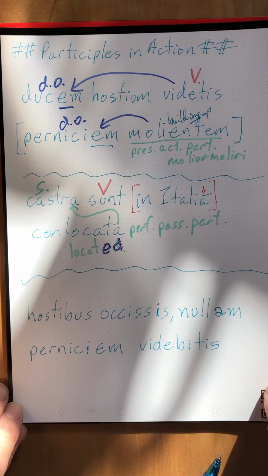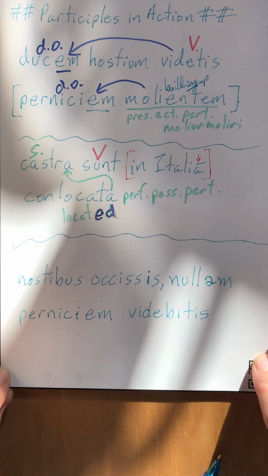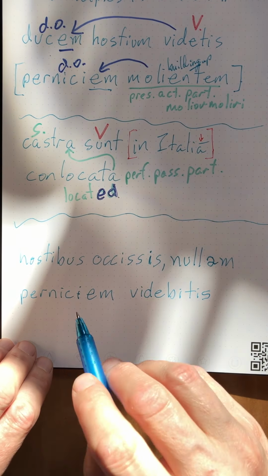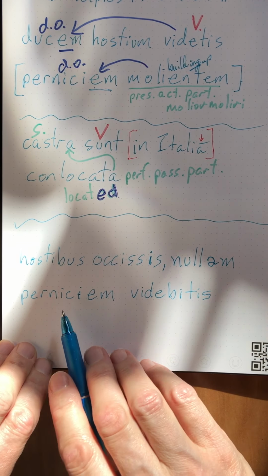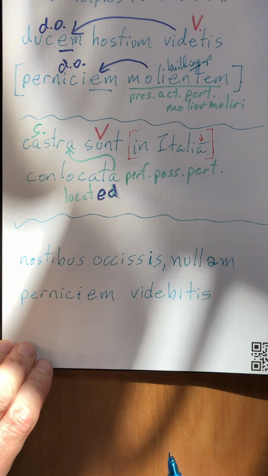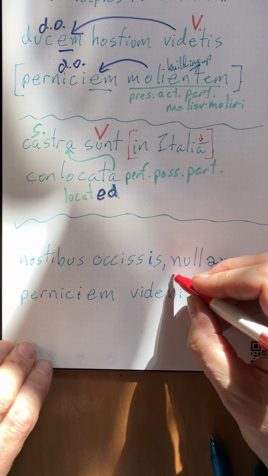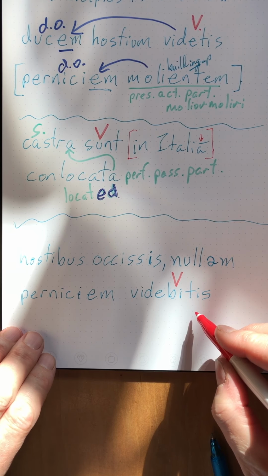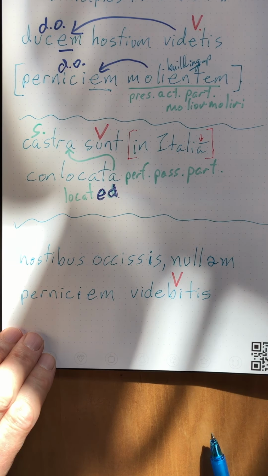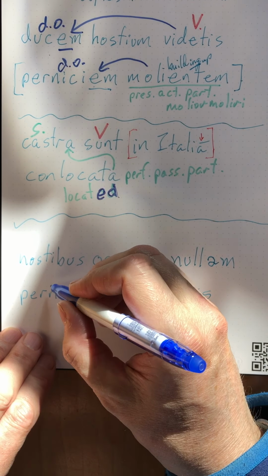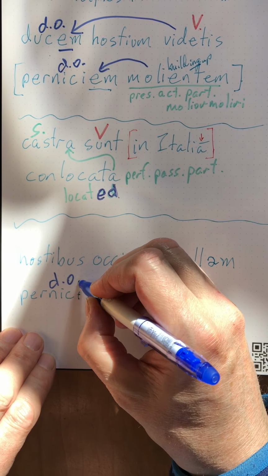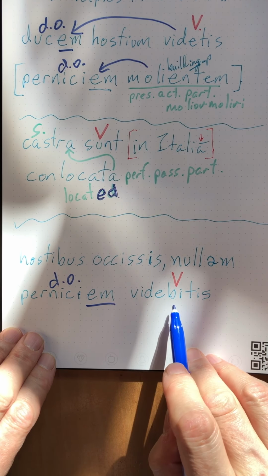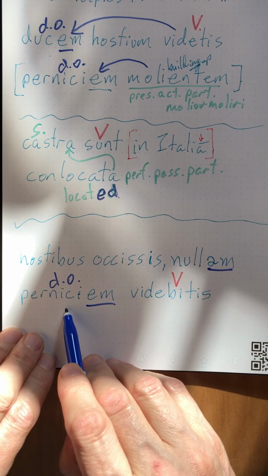And one last one here at the bottom. Let's see if I've still got you on the page there. All right, this is great stuff. Let's do a word scan. Enemy, kill, no, danger, see. All right, I see my main verb right here, big V. Videbitis, you will see, second person plural, future active indicative. And I'm looking around and I see DO, perniciem. Why? I'm looking right here, accusative singular. So that tells me object. You will see no danger.